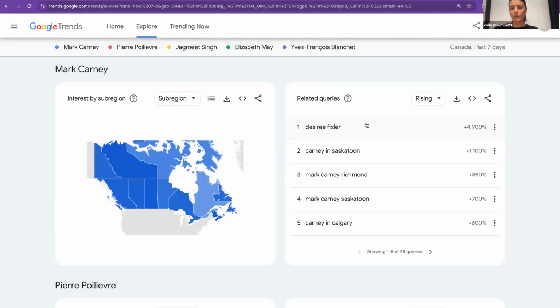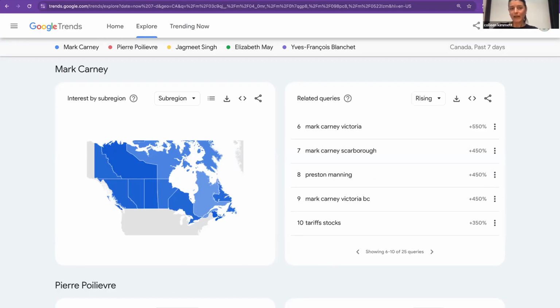We also see related queries. So people who are searching for Mark Carney are also searching for these terms. And again, this can be a way to generate story ideas. How tall is Mark Carney? Maybe you want to tell your readers. Or his book is getting some buzz, or people are interested in his views on China.